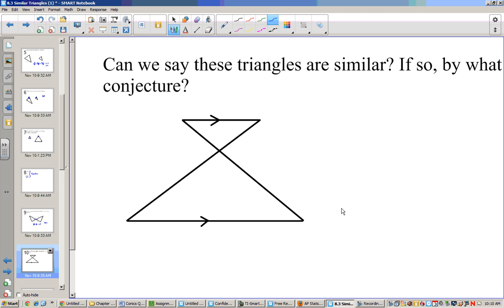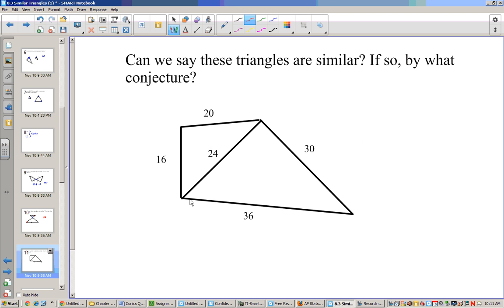Now this one, we're not given any side lengths, but we have these two vertical angles. And a tricky part, since these two lines are parallel, this is an alternate interior angle with this angle. We could have similarly done this angle and that angle, but since we have two angles that are congruent, the angle-angle conjecture will tell us that those two triangles have to be similar.